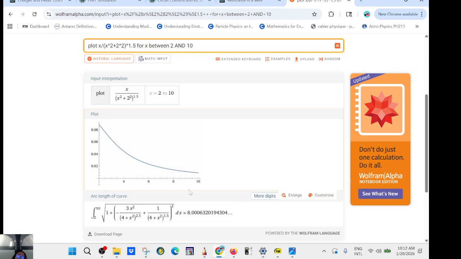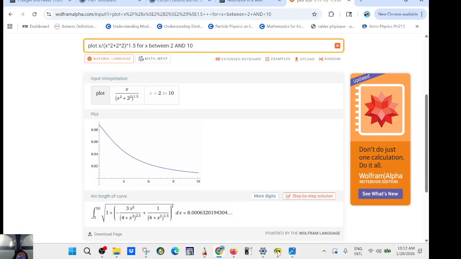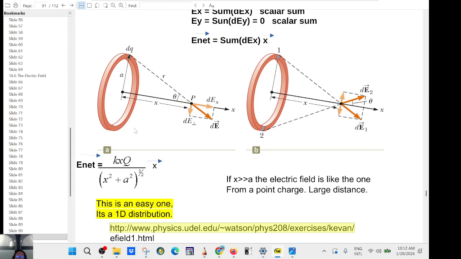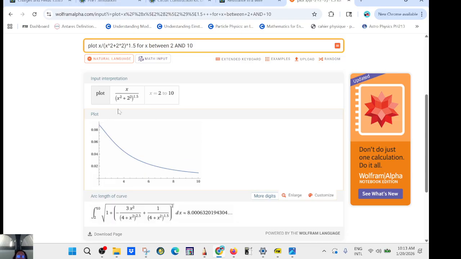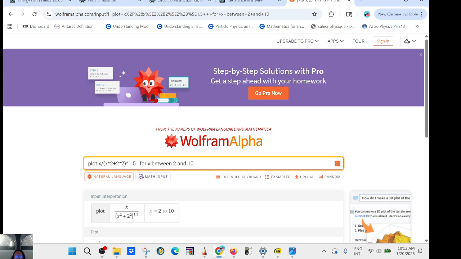Is that right? So it's going to go, it doesn't go up, it decreases. Did I make a mistake? Let's go back. X squared, 2 squared, 1.5. No, it's right, right? So the electric field is going to decrease. No, no, no, no. What mistake did I make?